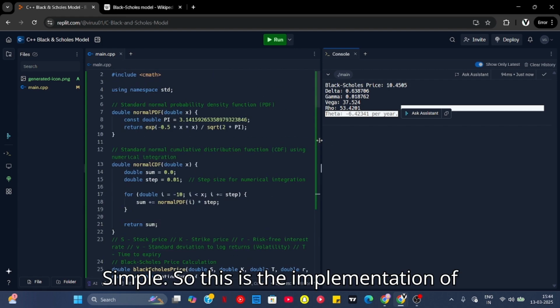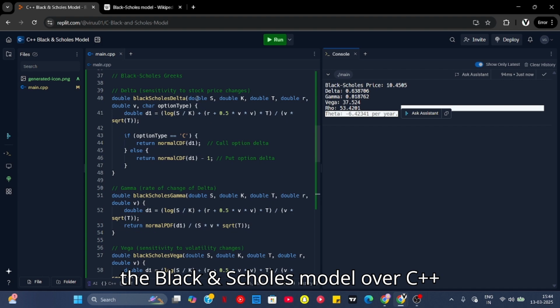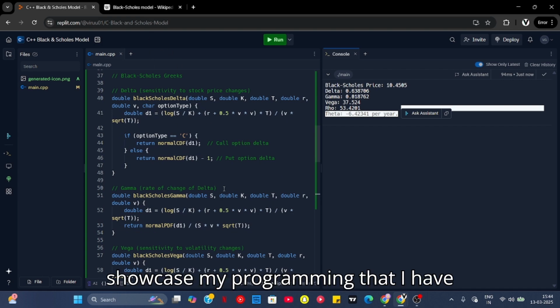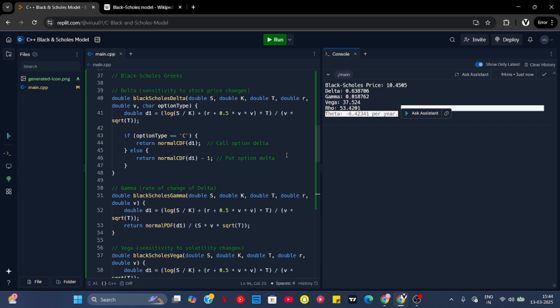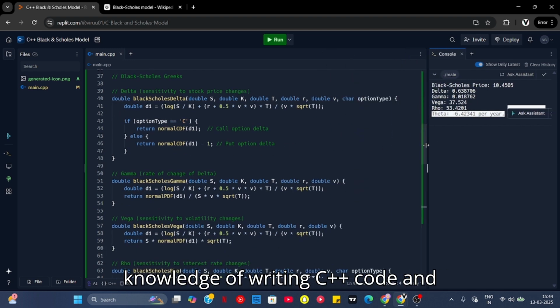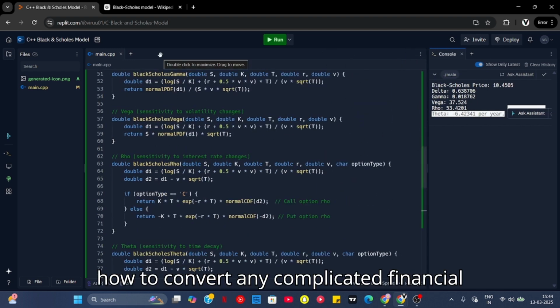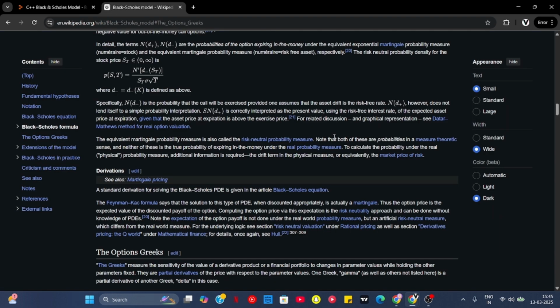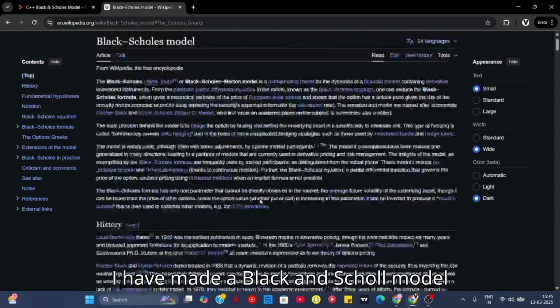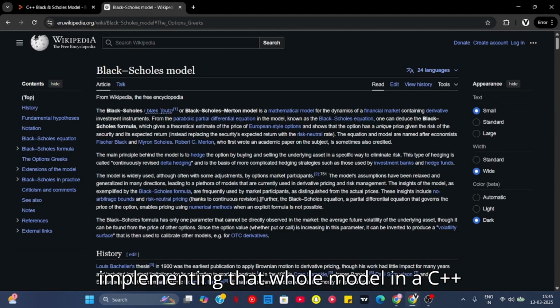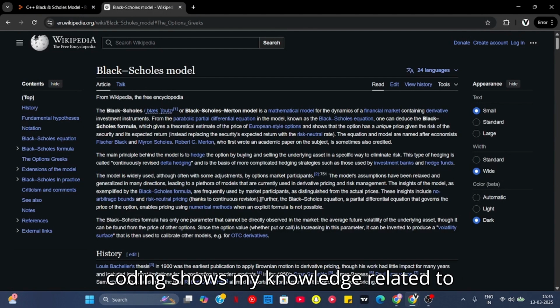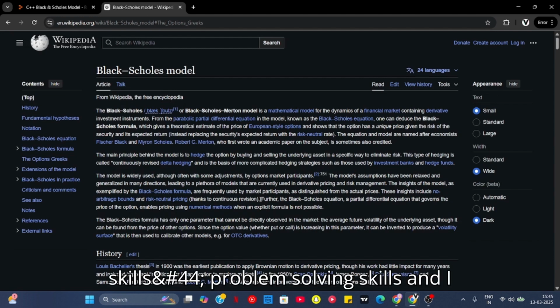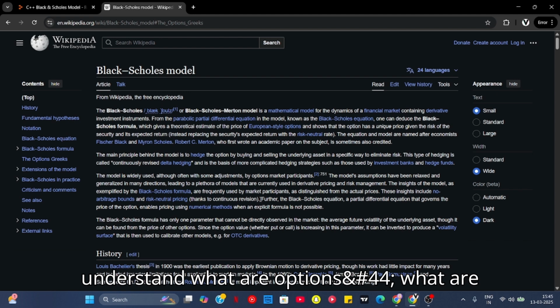So this is the implementation of the Black-Scholes model in C++ code, which I have done. Just to showcase my programming, that I have knowledge of writing C++ code and how to convert any complicated financial instrument formula calculation to C++ code. And this is my last project in C++, where I have implemented the whole Black-Scholes model in C++. It shows my knowledge related to calculations, mathematical skills, problem solving skills, and that I understand what options are, what Greeks are, and how they are used.